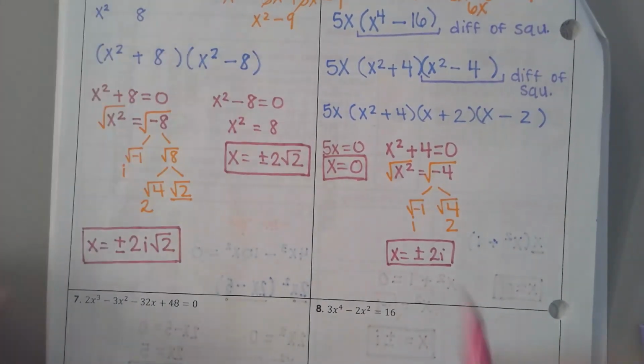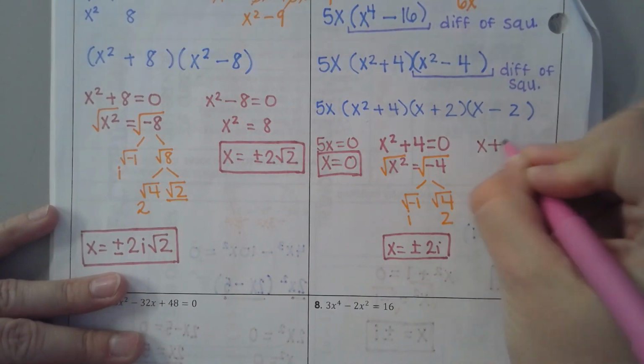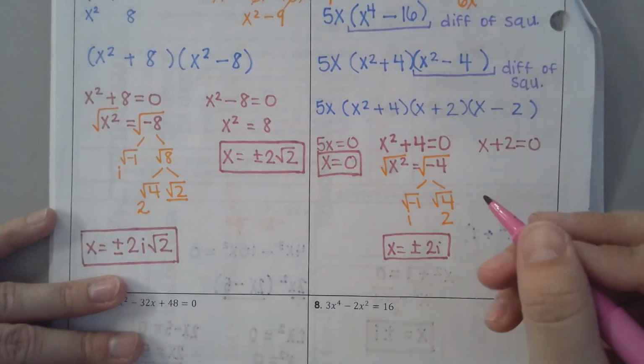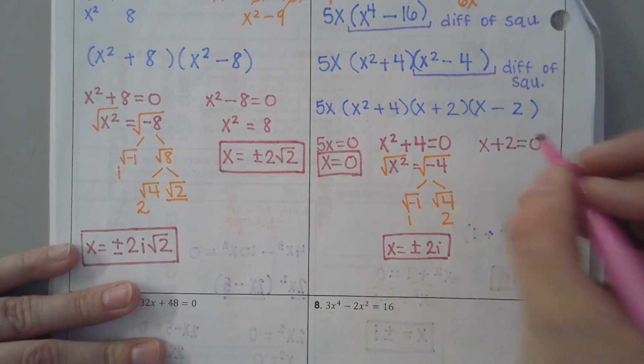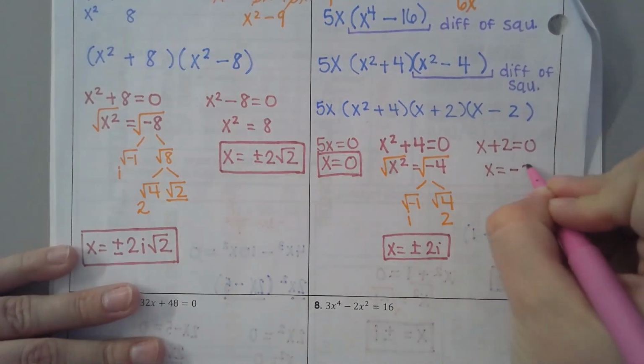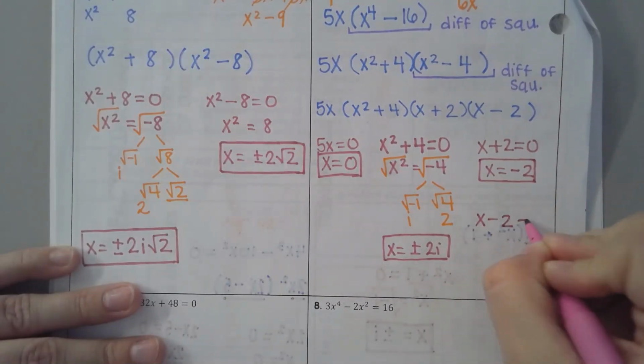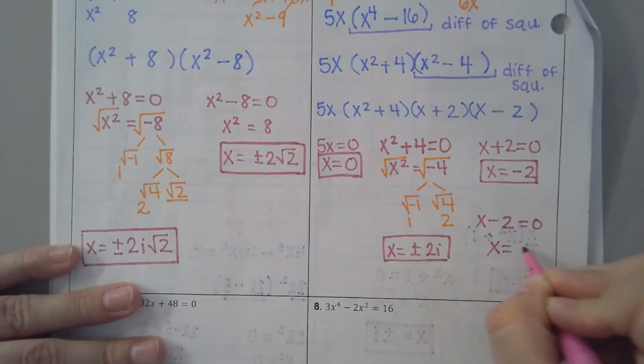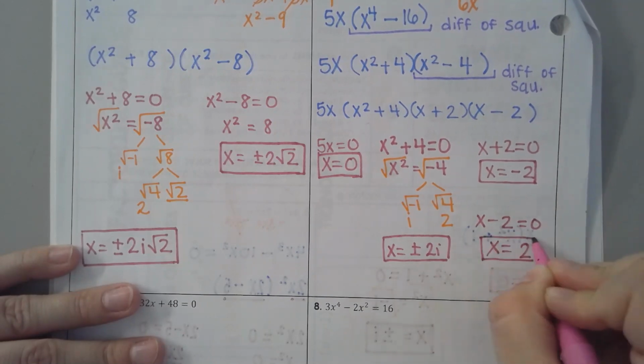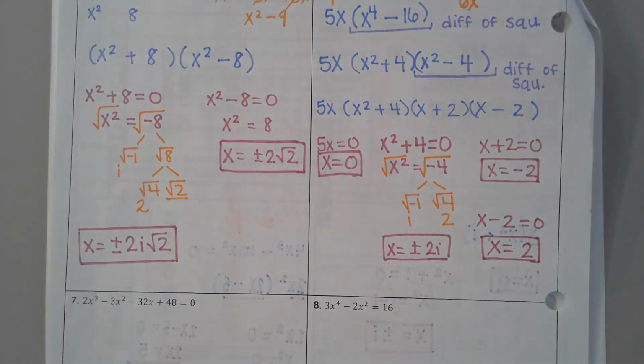And then we have x plus 2 equals 0. So x equals -2. And x minus 2 equals 0. So x equals positive 2. Questions? Let's do number 7.